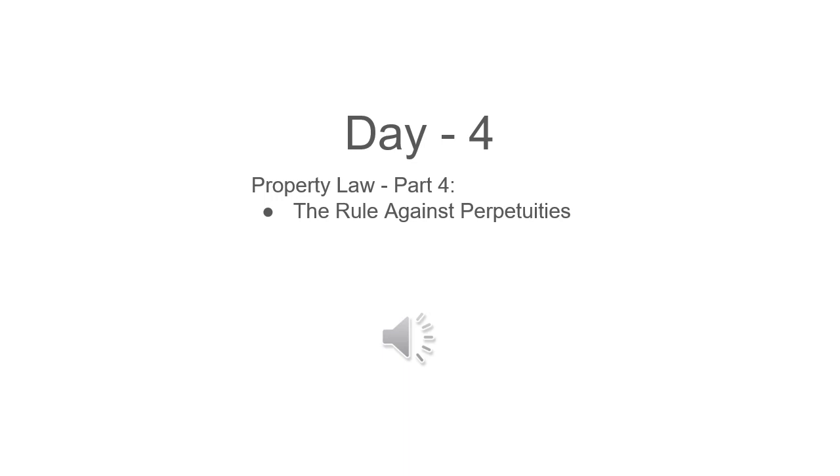Example 2 is to B for life, then to B's first son who reaches the age of 18, then to C. Here this is valid because once B dies, his opportunity to have children ends, and so the clock starts. If when B dies he has no children, it obviously fails. But if he has at least one son under the age of 18, it is certain that that son will become 18 within 21 years after his death. So it will vest. Or it may fail, the son may die.